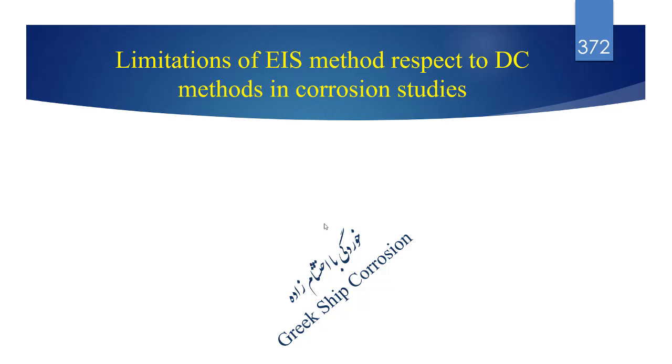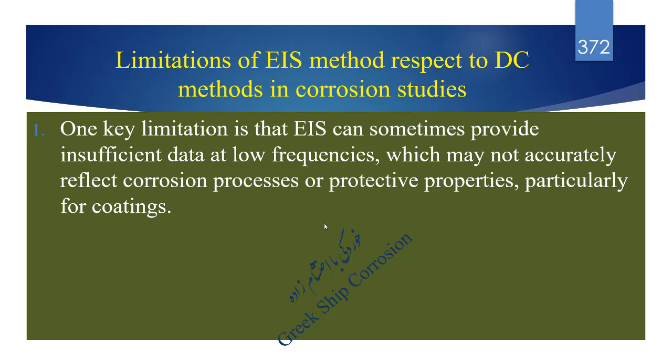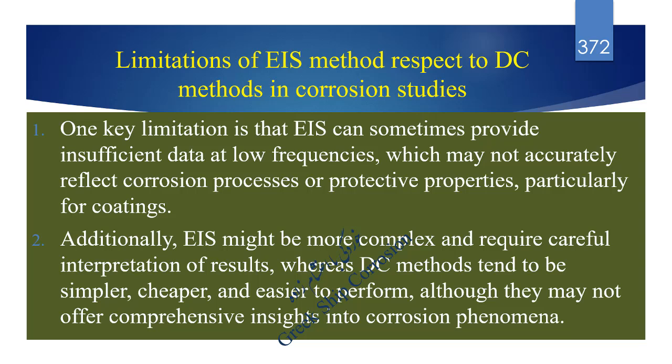Limitations of the EIS method with respect to DC methods in corrosion studies. 1. One key limitation is that EIS can sometimes provide insufficient data at low frequencies, which may not accurately reflect corrosion processes or protective properties, particularly for coatings. 2. Additionally, EIS might be more complex and require careful interpretation of results, whereas DC methods tend to be simpler, cheaper, and easier to perform, although they may not offer comprehensive insights into corrosion phenomena.